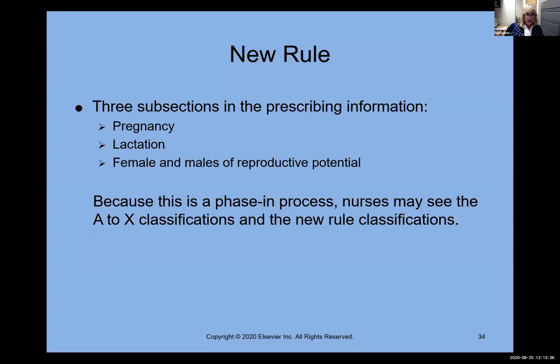But the new rule actually breaks the categories into subsections. So it addresses patients who are pregnant. It addresses patients who are lactating, because some meds can be passed to the baby. So for instance, women that are nursing, they're not going to typically let them take high doses of opioids because the baby will get sleepy and won't feed as much if they're lactating. And female and males of reproductive potential. So what do antibiotics do to birth control pills?